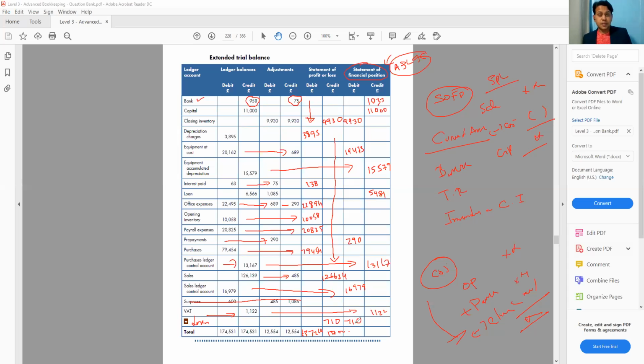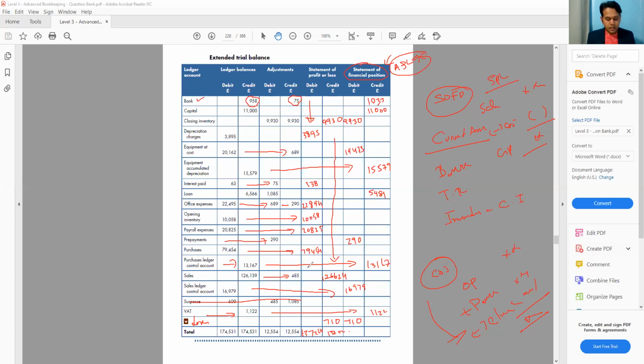So remember, if there is a profit, it goes to the credit side of the statement of financial position, because if there is a profit, my capital will be increased. If you remember the template of the capital, opening capital plus profit less drawings gives us the closing capital. But this time we have a loss. That means it will be on the debit side, and that will reduce our capital.